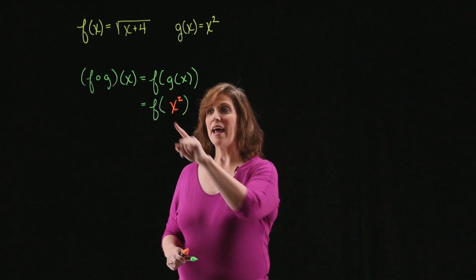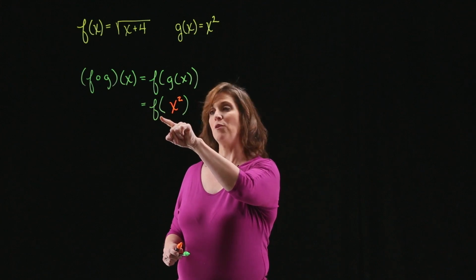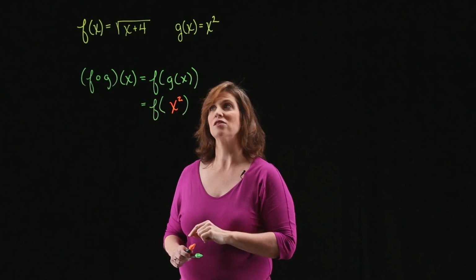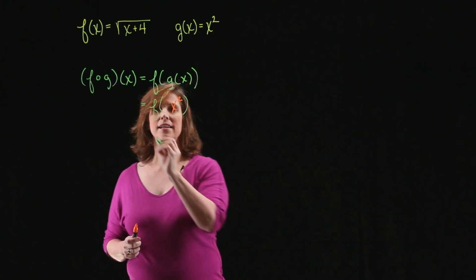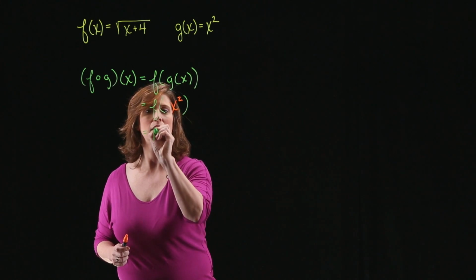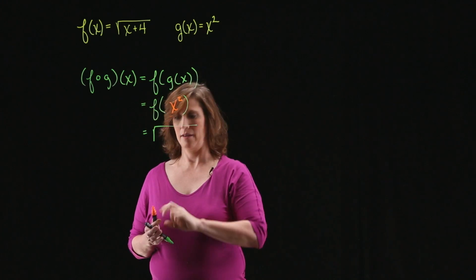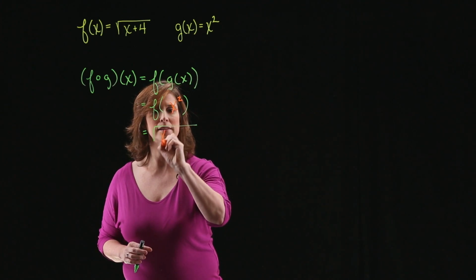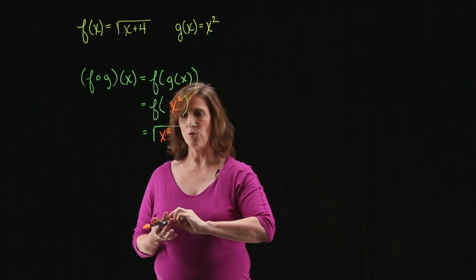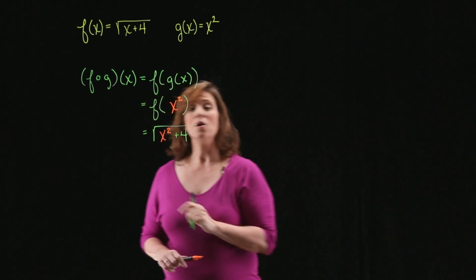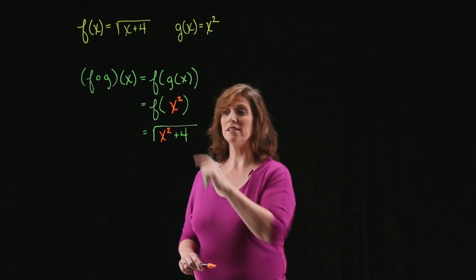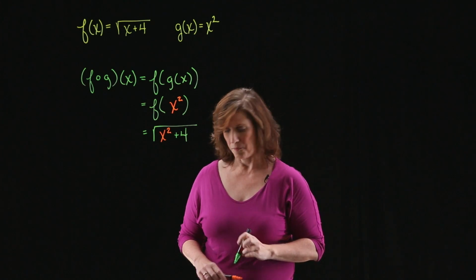Now I want to find out the function value, the value of f, when the input is x squared. So what does my function f tell me to do? It says to take the square root of the input, which is x squared in this case, and then add 4 to it. So my composite function is the square root of x squared plus 4.